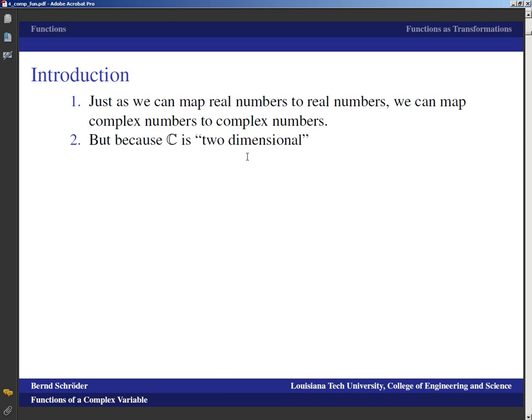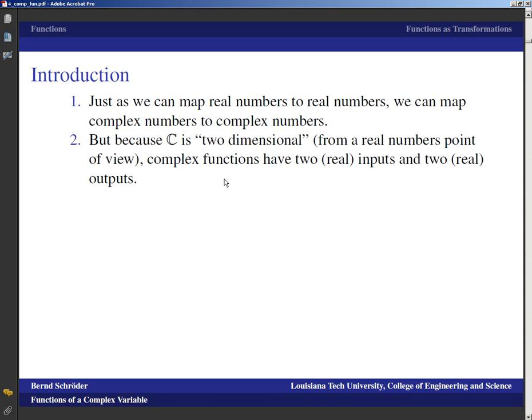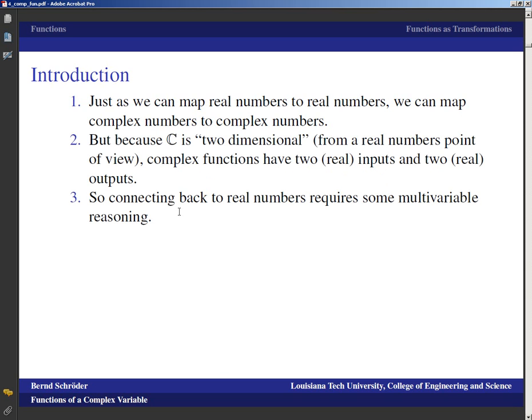But because C is two-dimensional when we think of it from a real numbers point of view, a complex function basically has two real inputs and two real outputs. And that means that whenever we connect back to real numbers, we will need some multivariable reasoning, which is especially true when we're visualizing. At the same time, this is also the reason why we'll usually work with the complex numbers themselves, because in a lot of the computations you just have one input variable that is called z, you'll have an output variable w, and just working with that single symbol is a whole lot easier than always puzzling the real and imaginary parts apart.